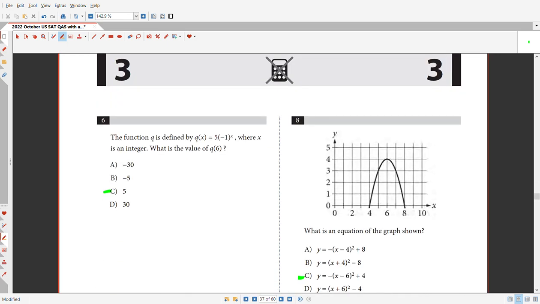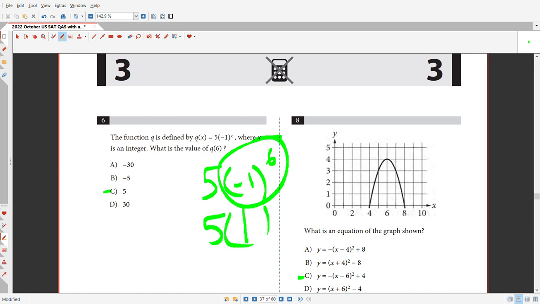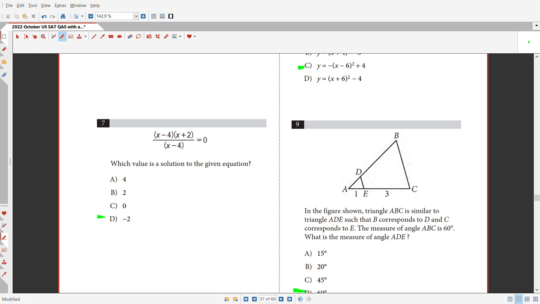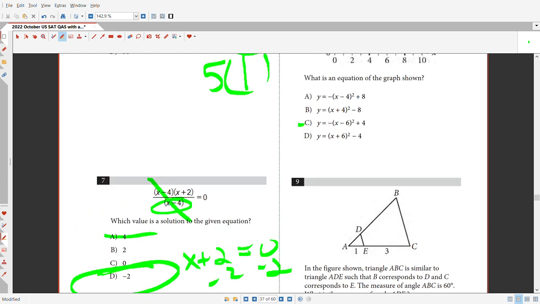Next one, Q of 6, 5 times negative 1 to the 6. Well, negative 1 to an even exponent is 1. 1 times 5 is 5. Number 7. What value? Well, we know x cannot equal 4 because it'll make the denominator 0. So I'm going to cross that out anyway. Cross cancels. So x plus 2 equals 0. So when you solve for x, x is negative 2.